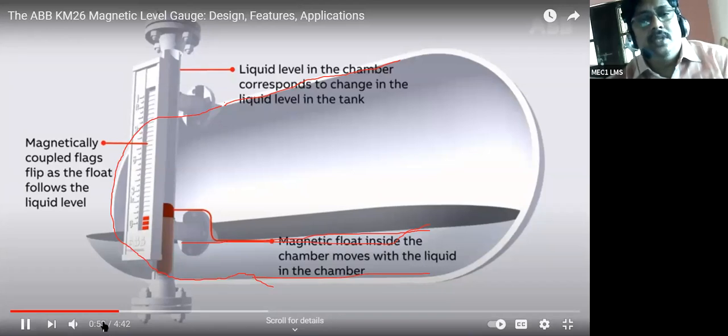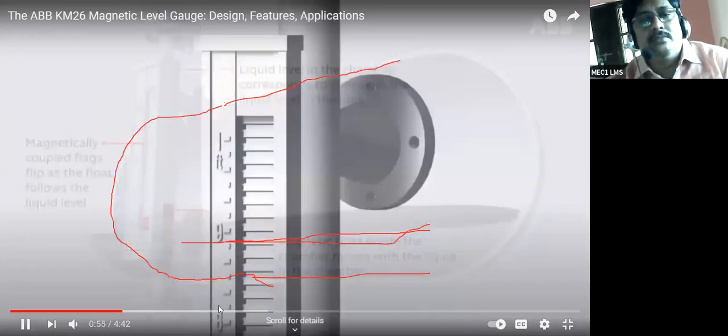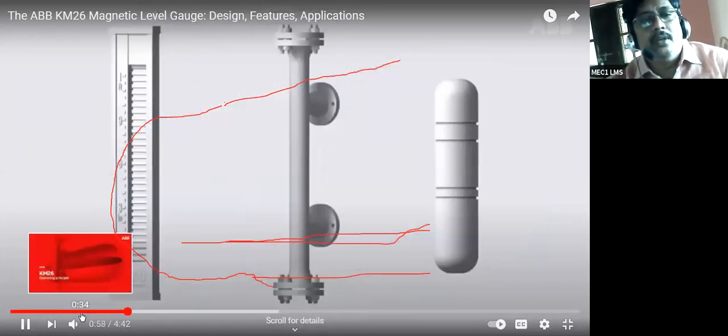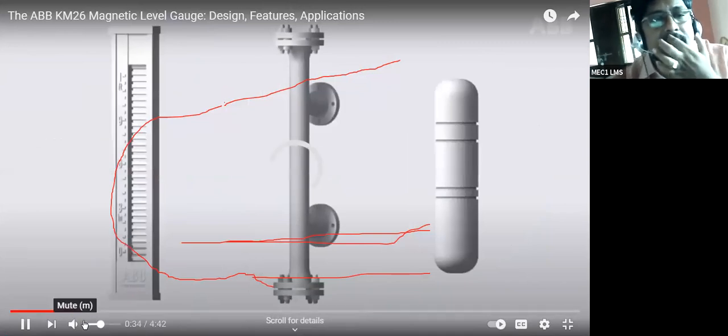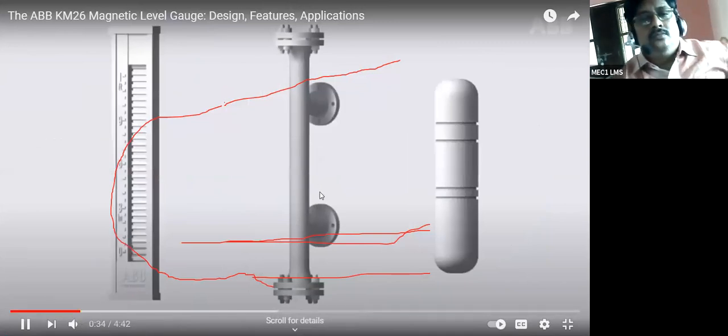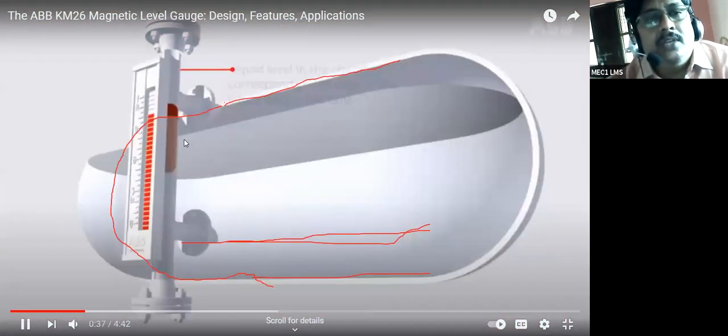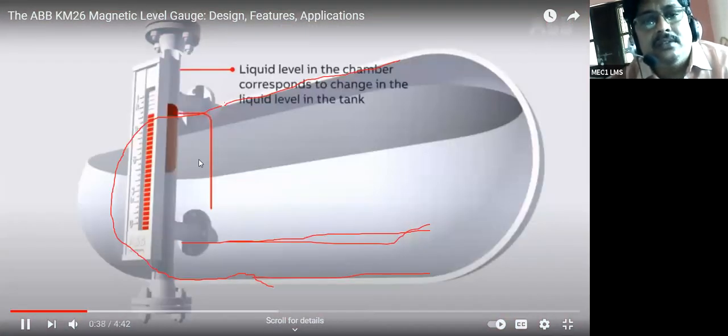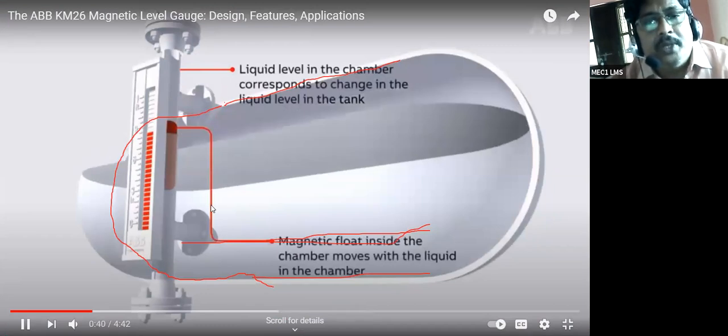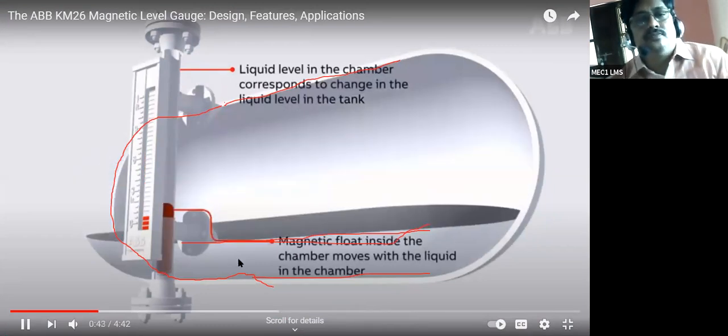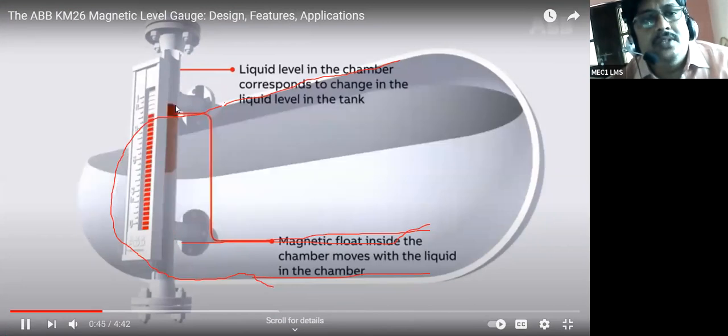See here, the level is rising. Again, I'm repeating, all of you listen and see carefully. The liquid level is at this point. See here, it is dropping down. The liquid level is dropping down. And here is the float, and here the wafers are increasing automatically.